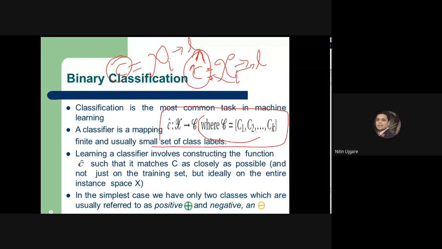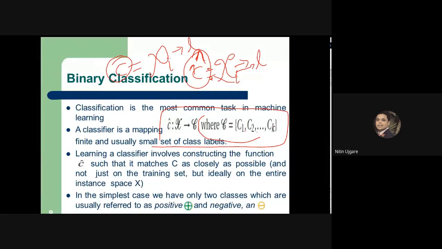The C is the actual class or the true class of the ith instance, which we have taken from the training data set. Remember, in the beginning I mentioned that the train data set has the labels. All the instances in the training data set have the labels, or more specifically the output labels.